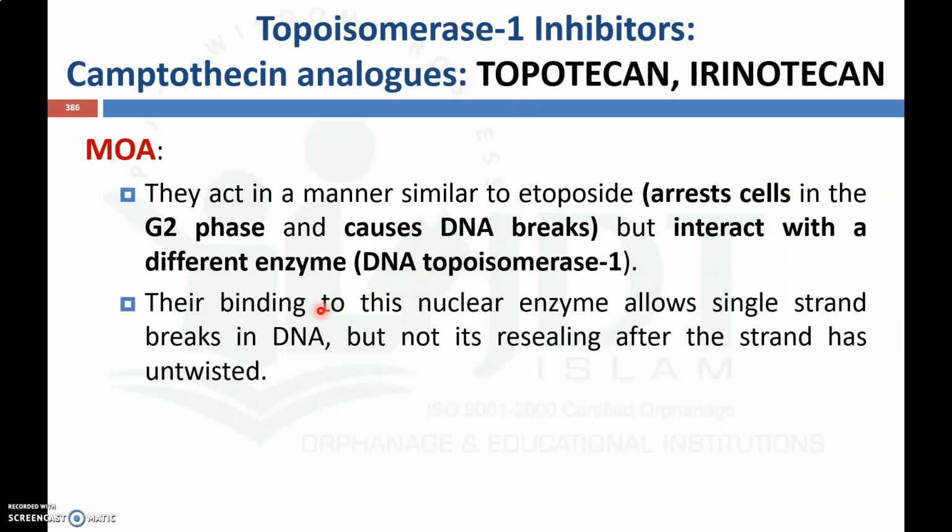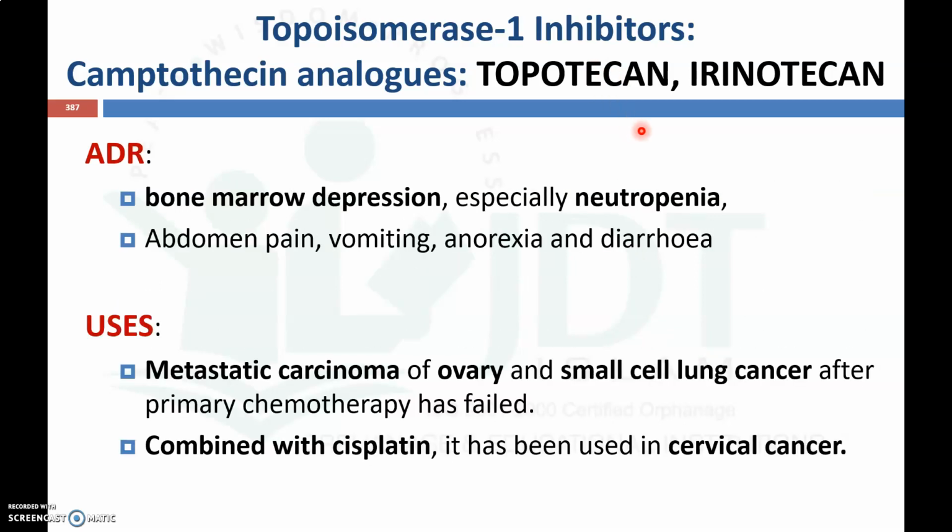Their binding to this nuclear enzyme allows single stranded breaks in DNA, but prevents sealing after the strand has been untwisted. So that is the mechanism of topotecan and irinotecan.